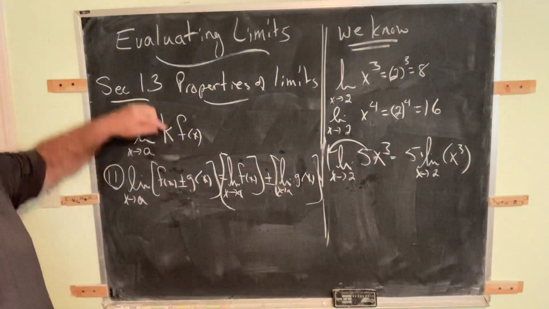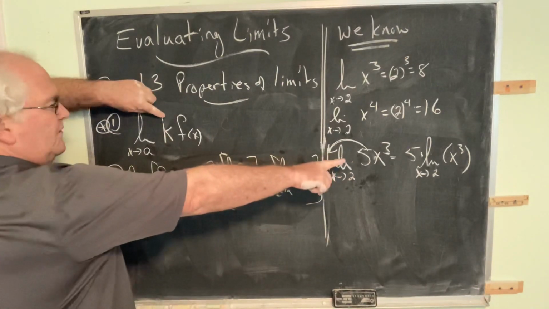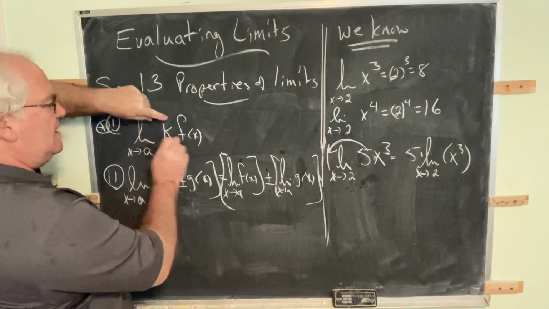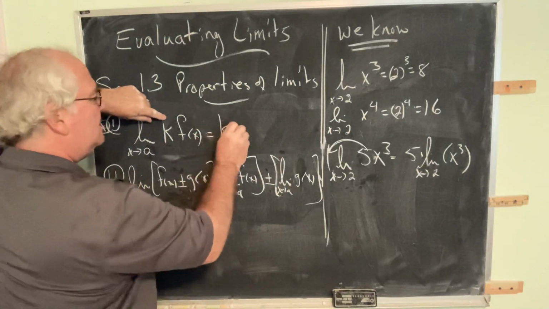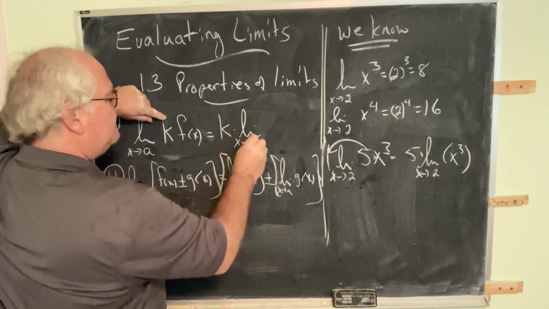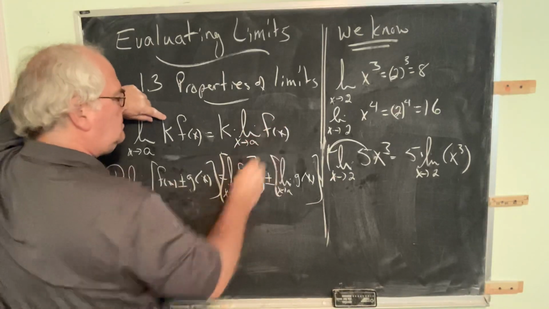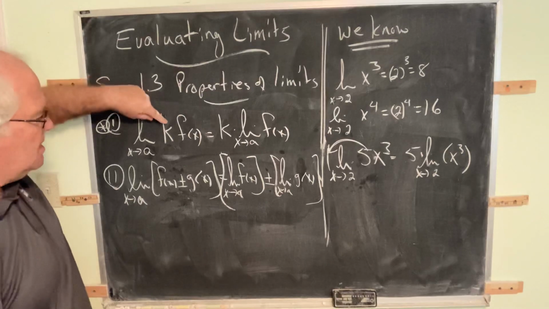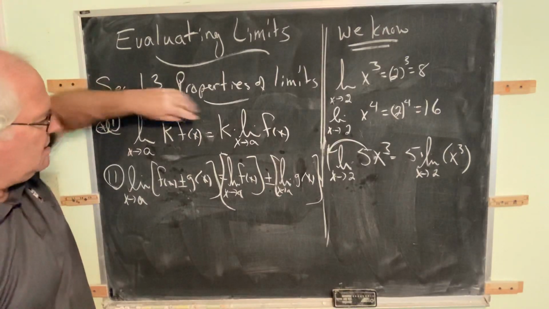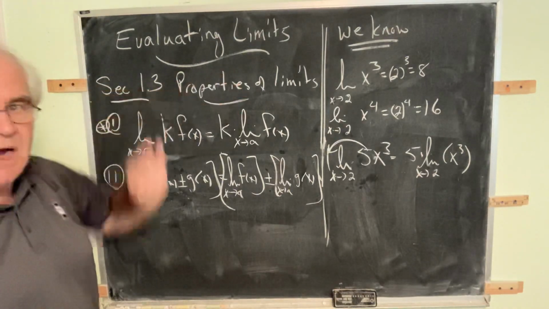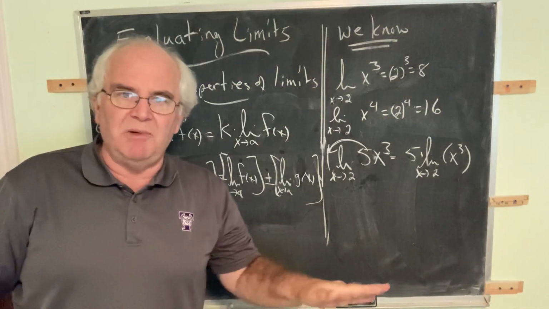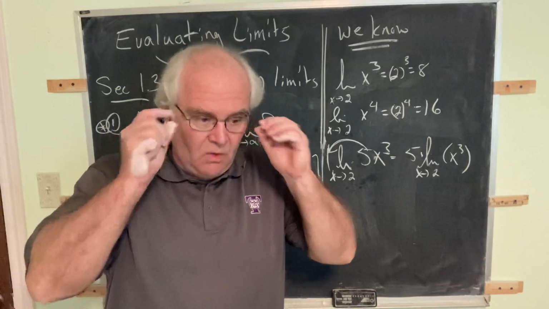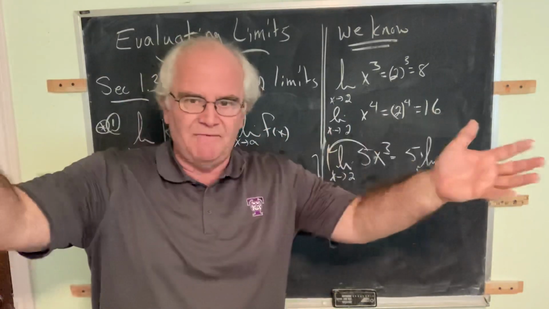How would that look here? In our problem, the role of k is being played by 5. The limit of k times the function is k times the limit of the function. And what we say is this constant multiplier just multiplies along. Constant multipliers multiply along.